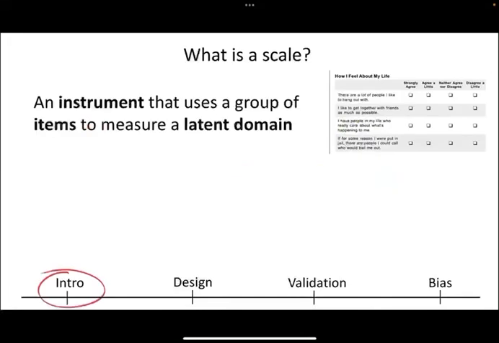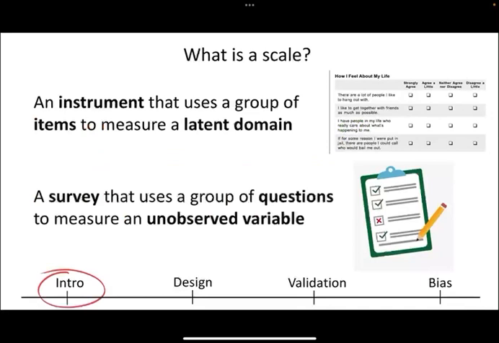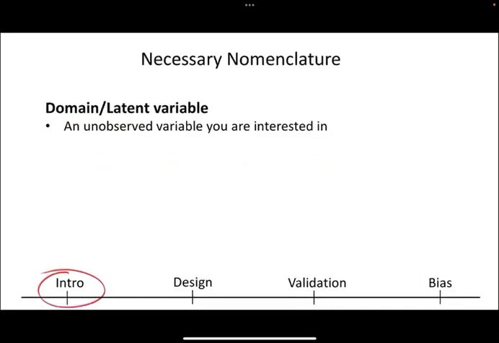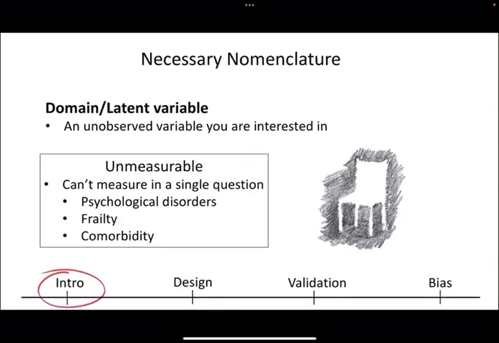So as far as just the jargony version of saying what a scale is, it's an instrument that uses a group of items to measure a latent domain. But in plain English, it's a survey that uses a group of questions to measure some unobservable variable. So as far as going into what each of those terms mean, this domain or latent variable is the unobserved variable that you're interested in.